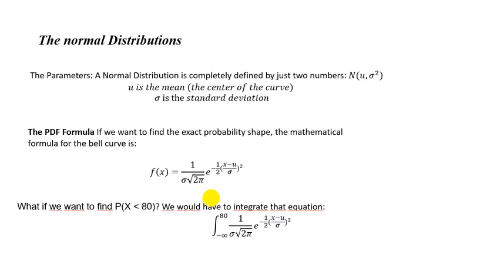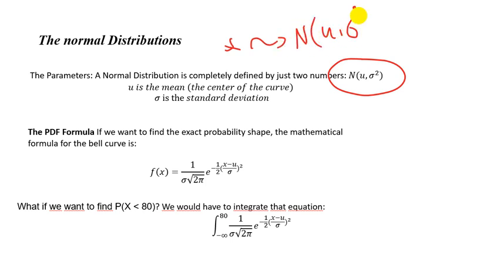The normal distribution has two different parameters and it's written this way. This is the notation. So X follows a normal distribution is written like this, N with its parameters. What are those parameters? Mu is the mean, and sigma squared is the variance. Here sigma is the standard deviation.